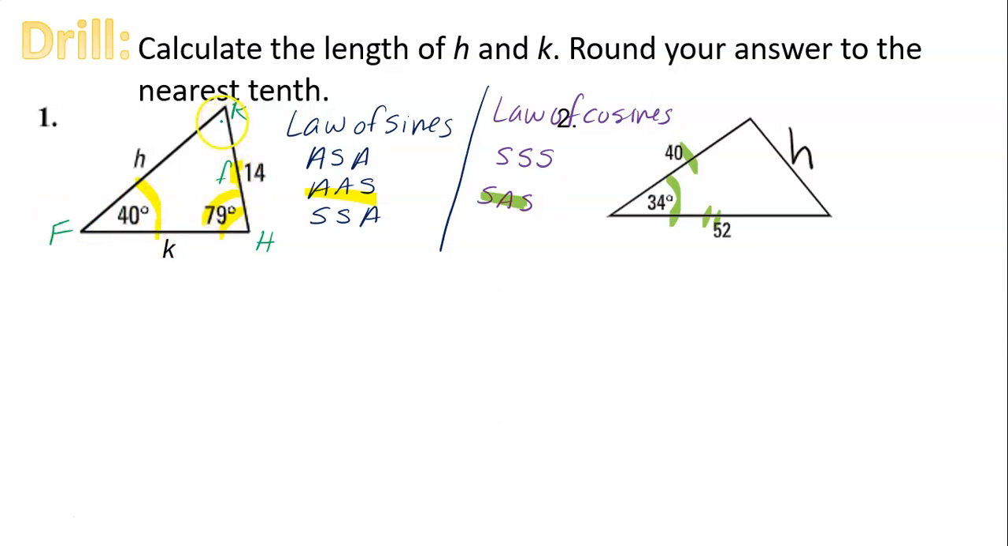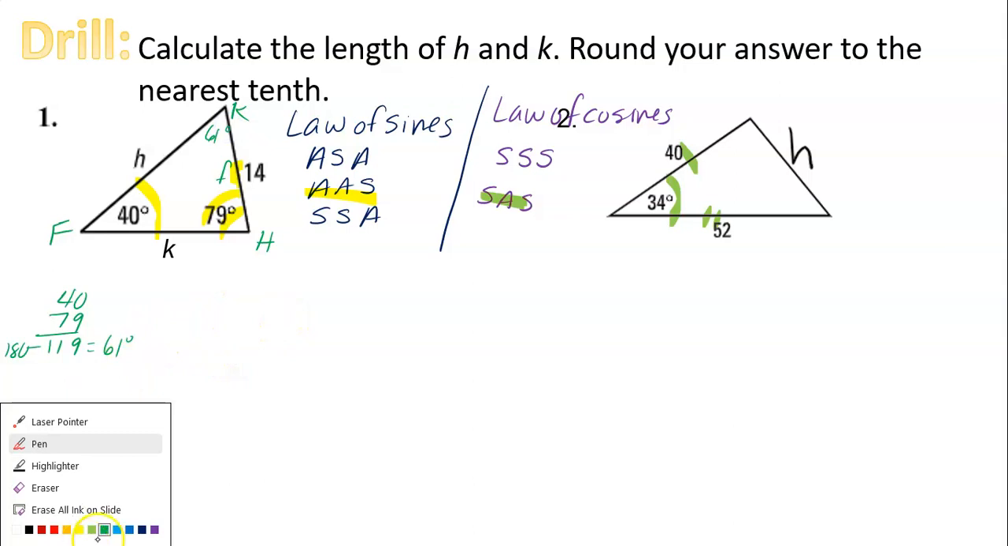So we need to find angle K. We know that the angles add up to 180, so we're going to do 40 plus 79, which is 119, and we're going to subtract that from 180, and that's going to be, I believe, 61. So that's going to tell us that angle K is 61 degrees. Beautiful. So now we can set about using our law of sines.